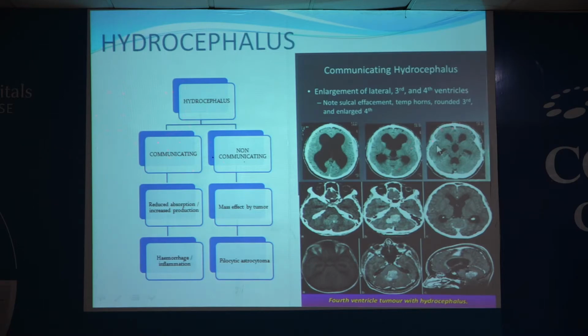Like in these first 3 images, you can see that all the 4 ventricles are dilated. These are the lateral ventricles, the 3rd ventricle and the 4th ventricle that are dilated. Along with that, we can see sulcal effacement also. And in these 6 images, we can see there is a posterior fossa mass that is obstructing the 4th ventricle, thereby causing proximal dilatation of the 3rd and the lateral ventricles. This is a non-communicating hydrocephalus. This is a pilocytic astrocytoma.